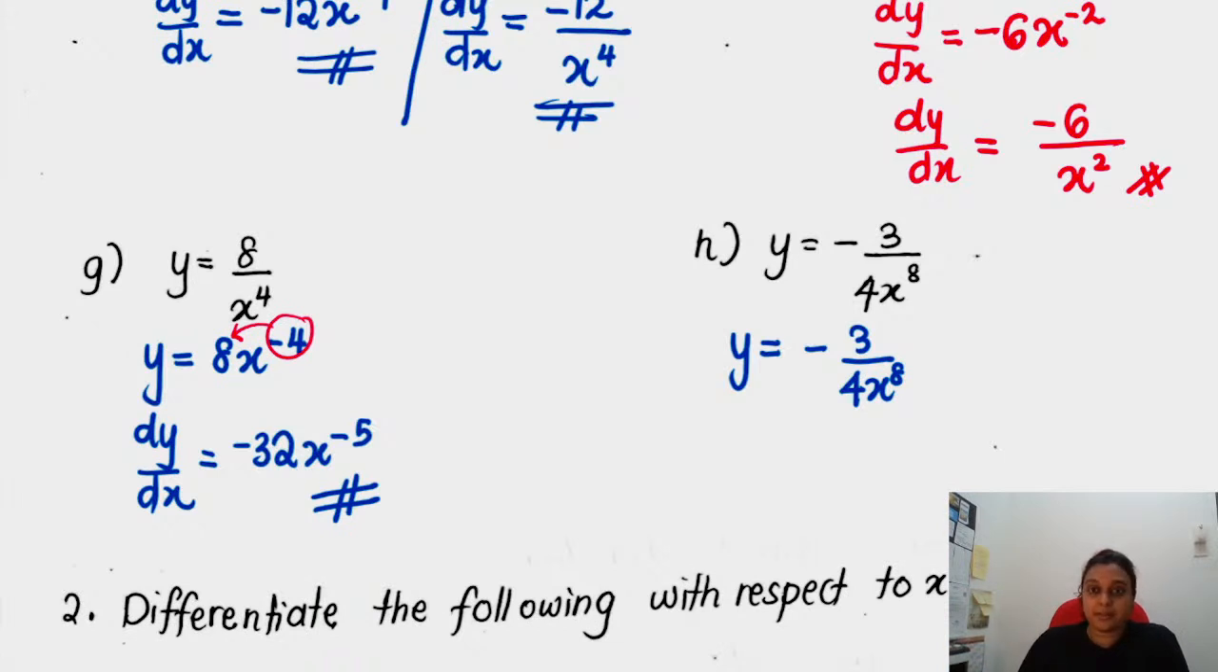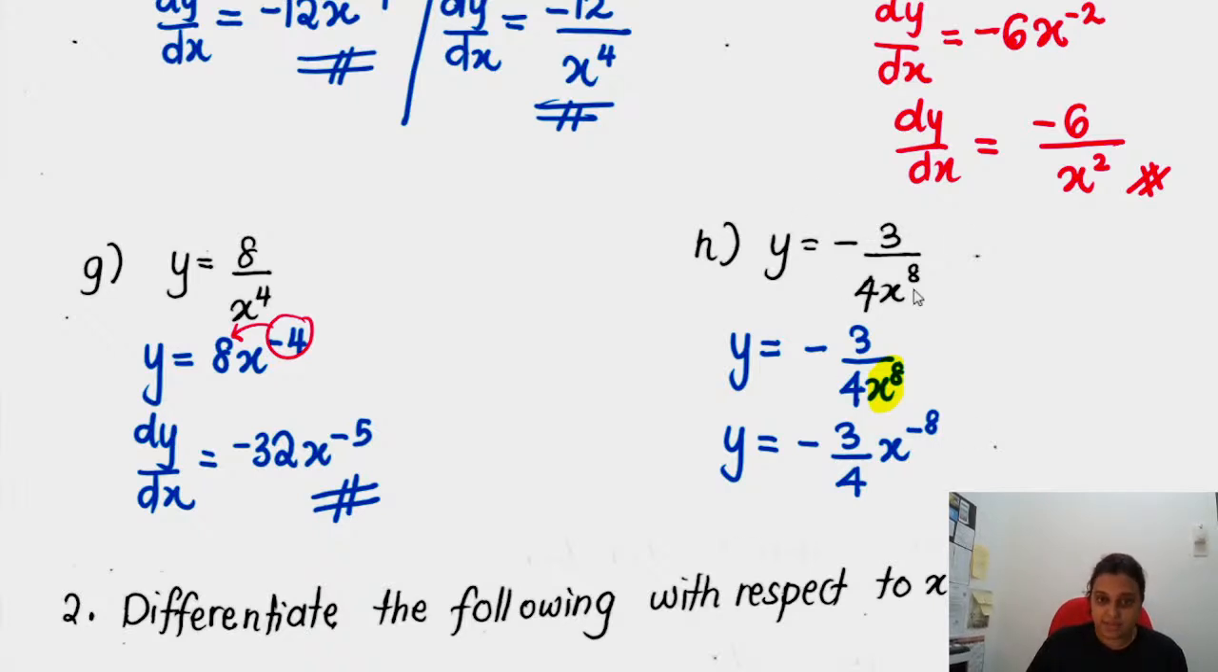Let's see. This might look tricky, but if you understand the concept, you are differentiating with respect to x, so you will understand that you only bring the x to the power of 8. That means you can separate the x from the 4. When you separate it, it will look like this: y equals negative 3 over 4 times x to the power of negative 8, because only the x is going to the top.